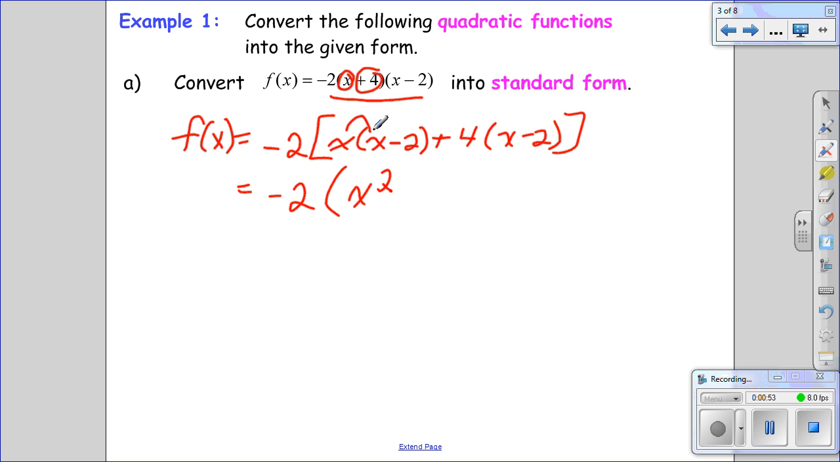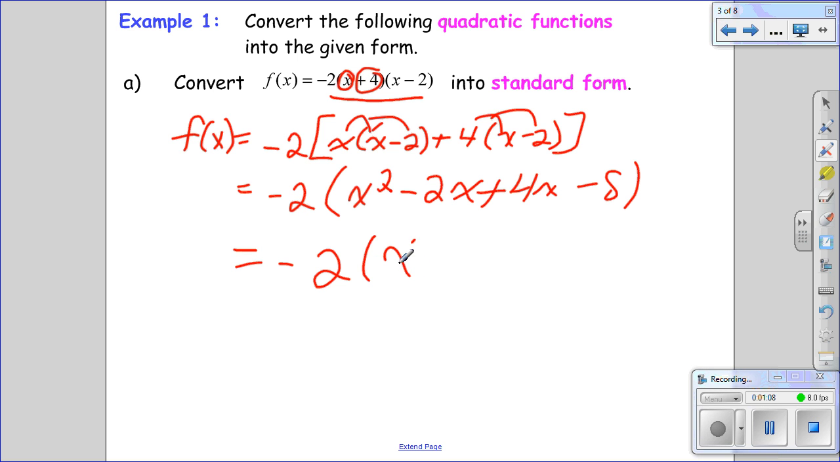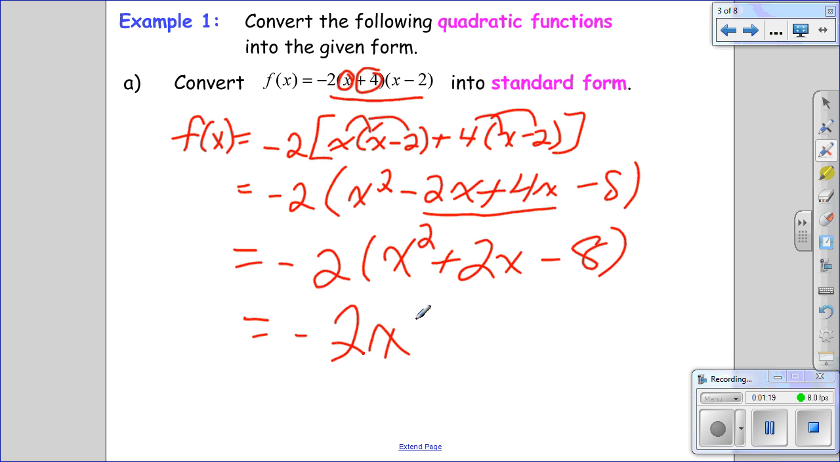So again, I'm going to use the distributive property here. x times x and x times negative 2 is x squared minus 2x. And positive 4 times x and positive 4 times negative 2 gives me plus 4x minus 8. And I've got negative 2 times x squared. I look for my like terms. Negative 2x plus 4x gives me positive 2x minus 8. And I distribute the negative 2 in: negative 2x squared minus 4x plus 16.